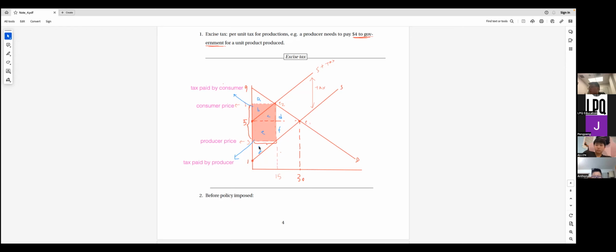Any questions? Okay, no questions. Next step, let's calculate how big this area is. I mean, we already calculated how big BCE together is, right? BCE together is $60. Then how big is BC? Can somebody tell me how big BC alone is? If we don't include E, how big is BC?